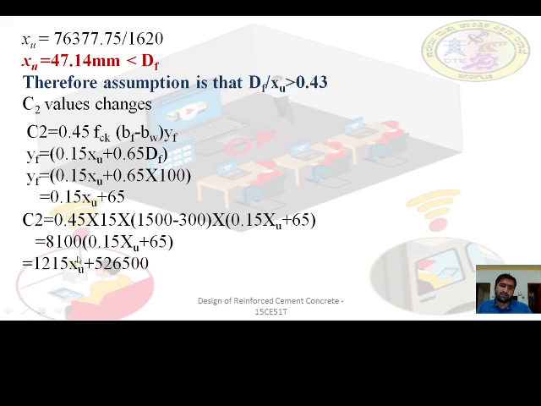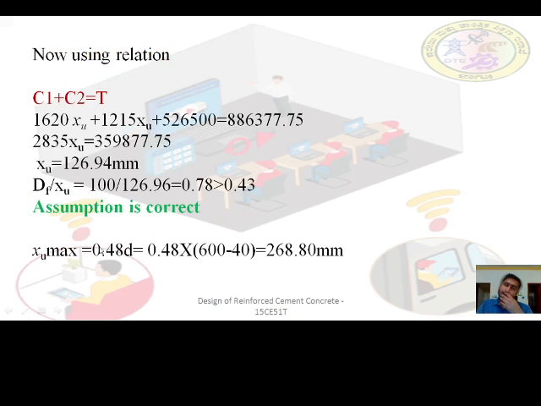So in C2 also there is the unknown term XU. Once again you will use the same relationship. I didn't recalculate C1 and T because the value remains the same. There is no need to recalculate. So C1 you have already calculated, that will be 1620 times x2, plus C2, the newly calculated value 1215 times the XU, plus 526500.